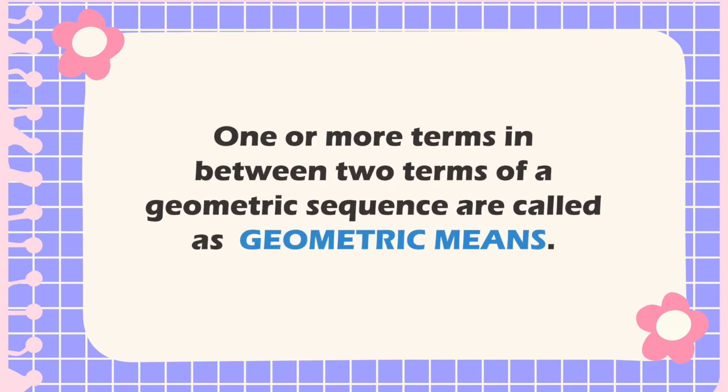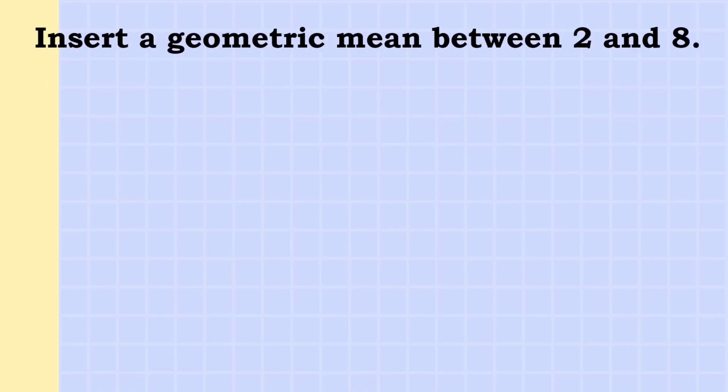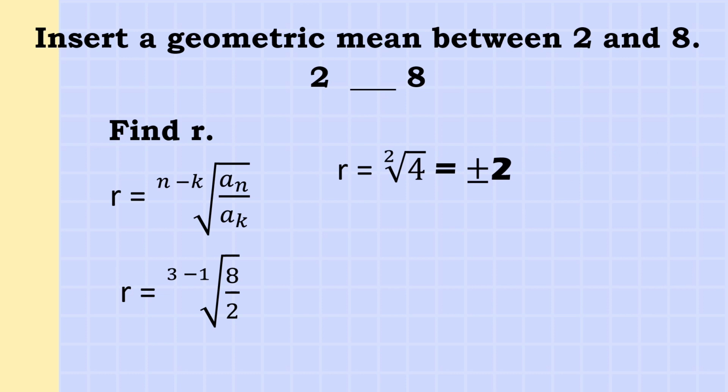Another concept to remember: one or more terms in between two terms of a geometric sequence are called geometric means. To apply the concept, let's have this problem. Insert a geometric mean between 2 and 8. By putting a blank between 2 and 8, so we have 3 terms. First, we need to find r, by using r equals the n minus kth root of a sub n all over a sub k. So r is equal to the 3 minus 1 root of 8 over 2. 8 divided by 2 is 4. 3 minus 1 is 2. So we have r equals square root of 4.